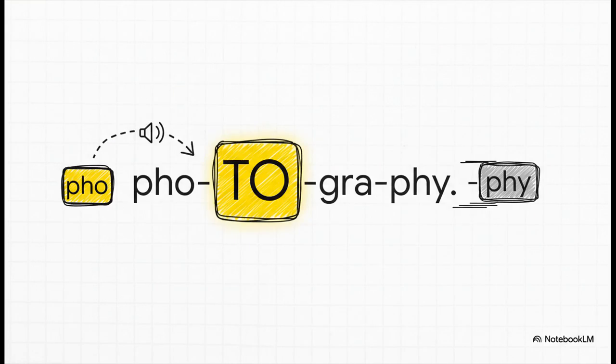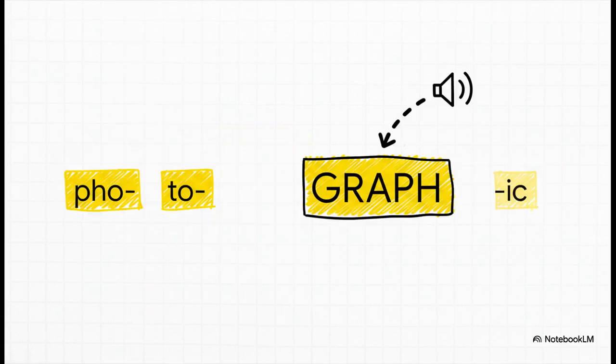Photograph. Easy peasy. But now, watch what happens when we add the suffix -phy. The beat literally moves. All of a sudden, it's photography. That little ending just pulled the stress right into the middle of the word. And we're not done yet. Add the suffix -ic, and boom. The beat shifts again. Now it's photographic. Isn't that wild? The whole musical shape of the word changes just based on its ending.